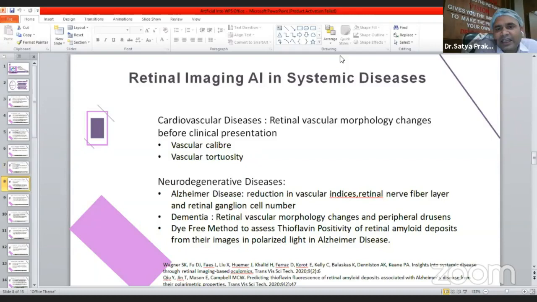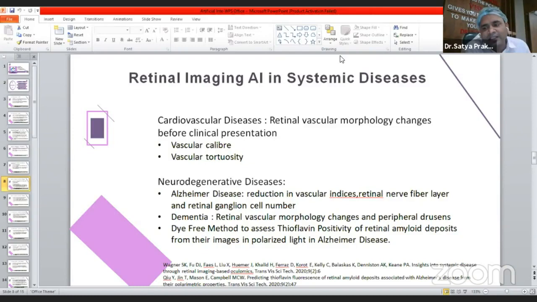Retinal imaging and AI in systemic diseases. Some of the systemic diseases can also be identified using artificial intelligence through retinal images, like cardiovascular diseases. Retinal vascular morphology changes can predict any clinical systemic disorder before they appear in the body, like by measuring the retinal vessels through vascular caliber and vascular tortuosity.